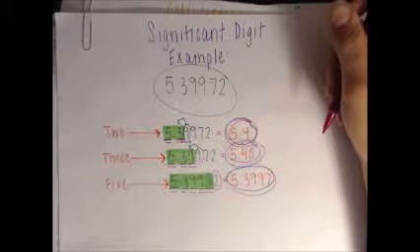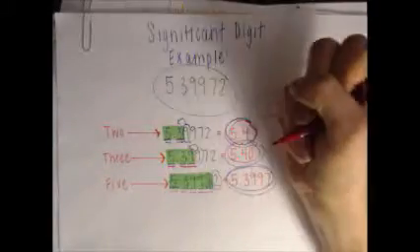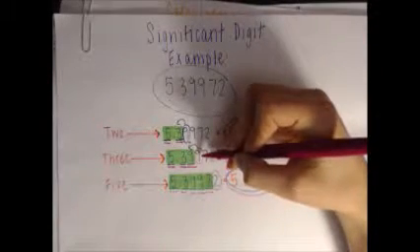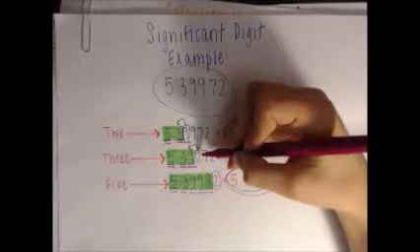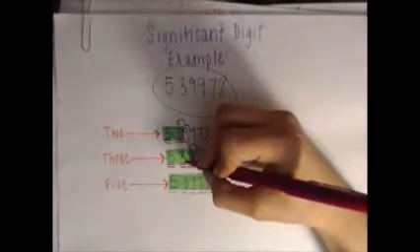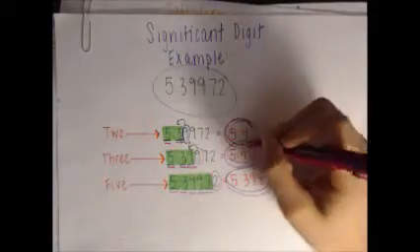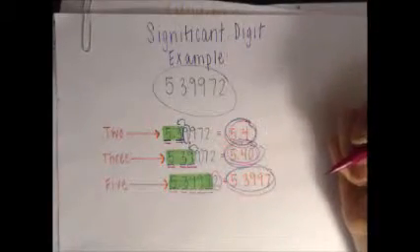Rounded to 3 significant digits, it is 5.40. You count 1, 2, 3. The number to the right of the final significant digit is greater than 5, therefore we will round up. In this case, this also affects the second number. So our final answer is 5.40.